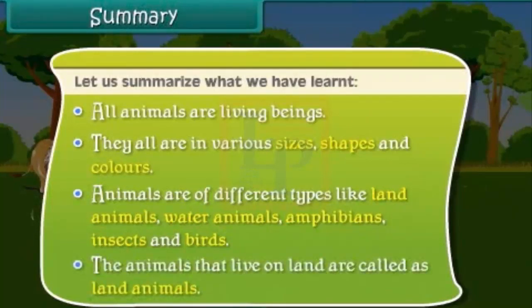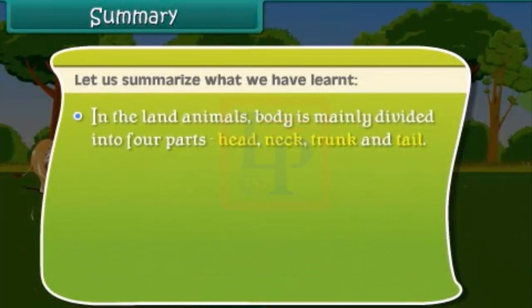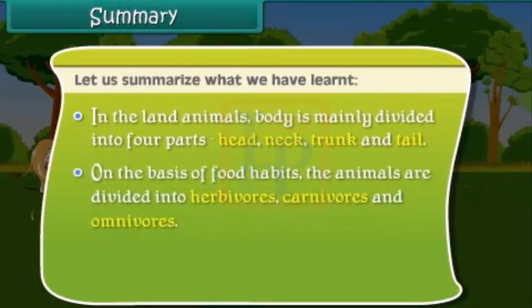The animals that live on land are called as land animals. In the land animals, body is mainly divided into 4 parts: head, neck, trunk and tail. On the basis of food habits, the animals are divided into herbivorous, carnivorous and omnivorous.